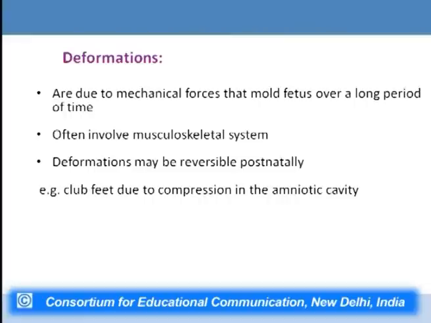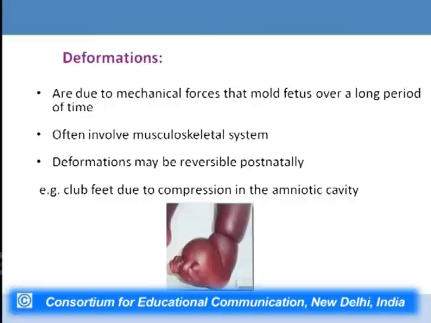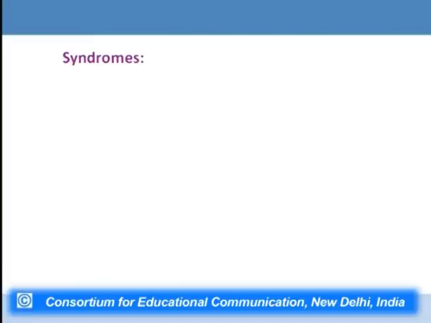For example, club feet, which is formed due to compression in the amniotic cavity. If the amniotic cavity is not big enough for the embryo to grow, the feet might grow in the shape of a club. The feet might not be of normal shape. So this is one example of deformation. In this panel, we can see how a club foot develops because there is not proper space for the feet to grow. It becomes club shaped.